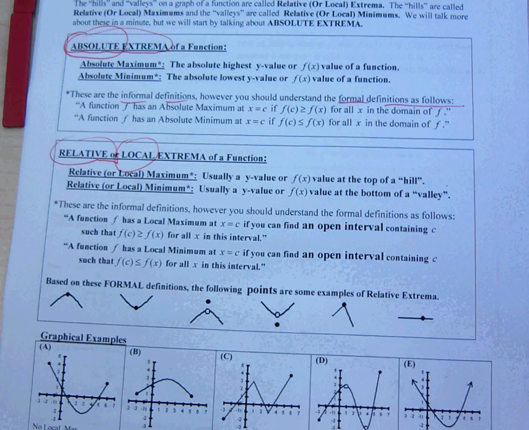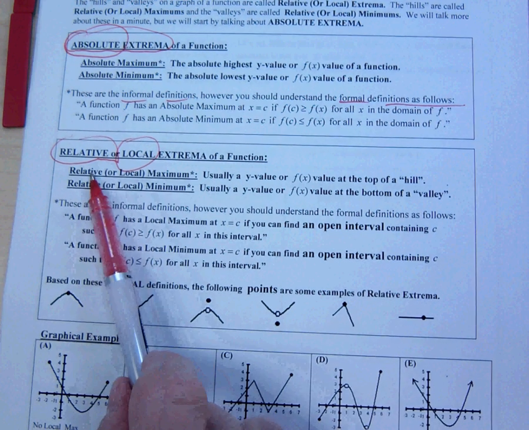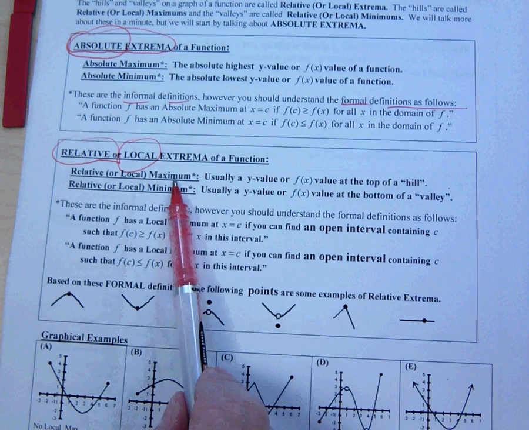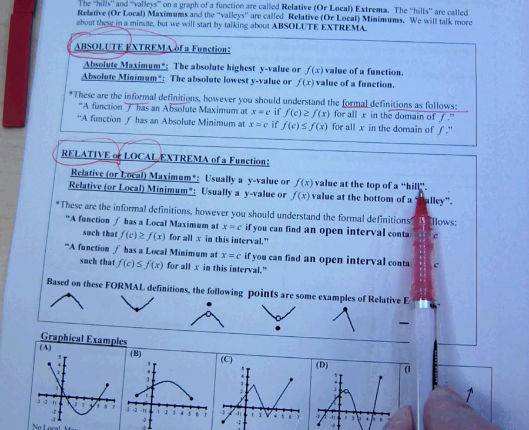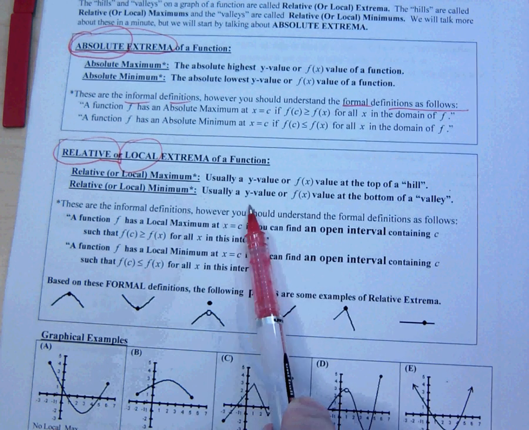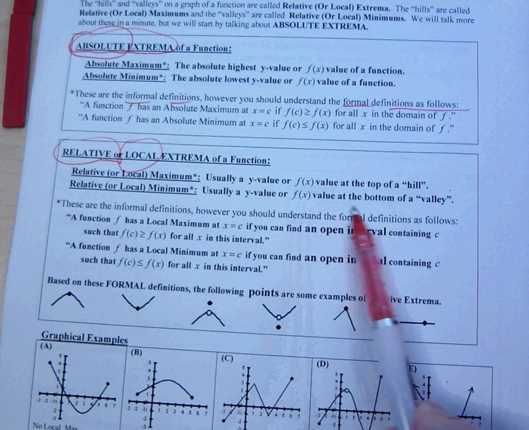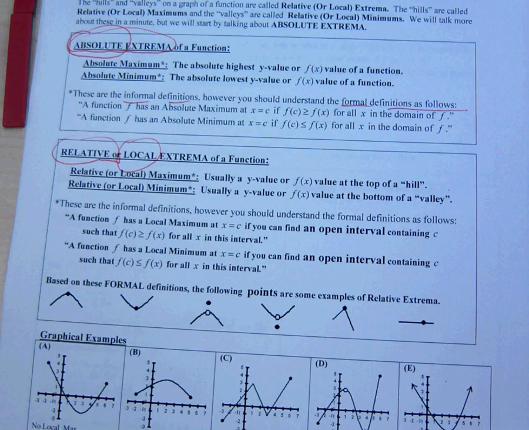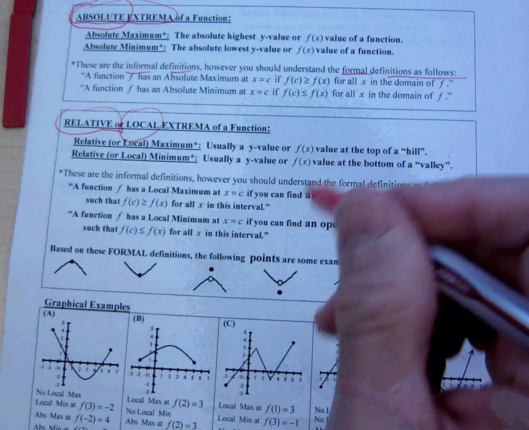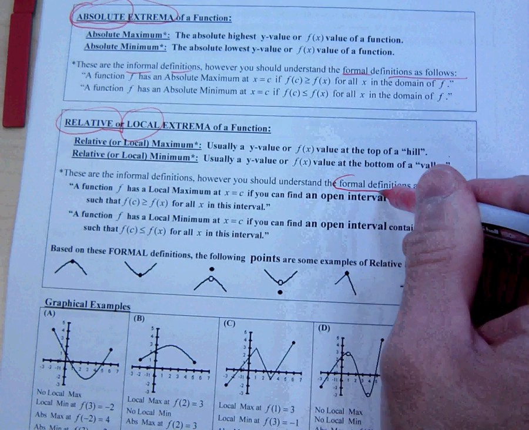Again, informally, a relative or local maximum would usually be a y value or f of x value at the top of a hill. A relative or local minimum would usually be a y value or f of x value at the bottom of a valley. That's the informal definition of what I mean here. Now these are the formal definitions as you would see them in a textbook. Ready?